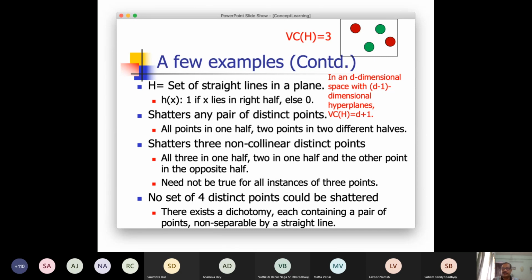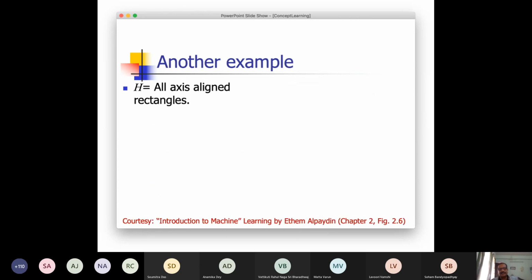So with respect to this plane, what is the dimension of the space? 2. What is the dimension of the hypothesis? Hyperplanes are d minus 1 dimensional. Here it is a straight line, so the dimension is 1. That is why d minus 1. And what is the VC dimension? It is d plus 1, which is 3. You can generalize this result.